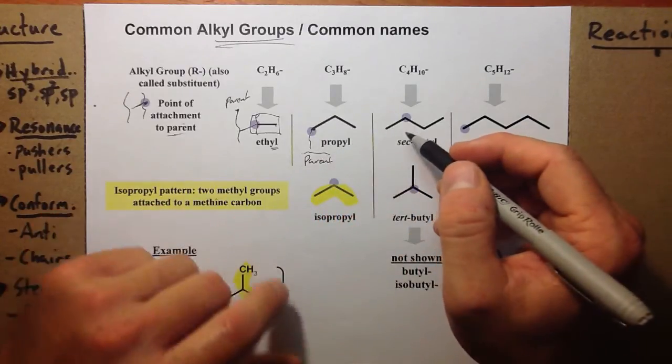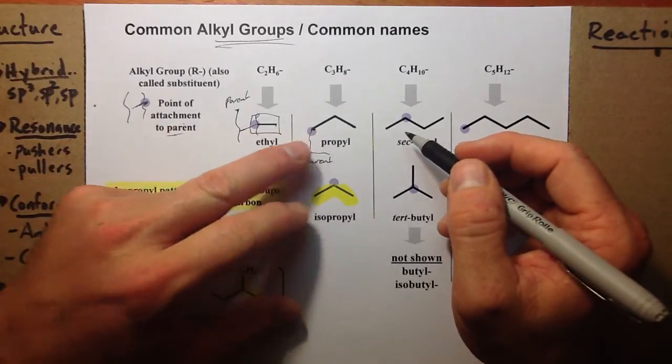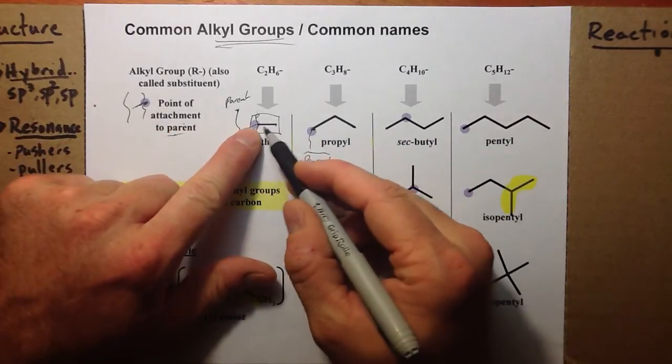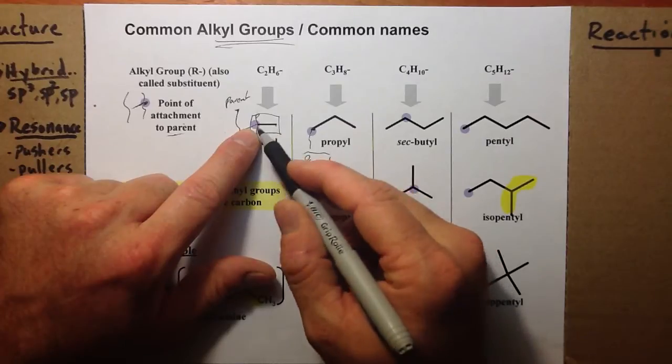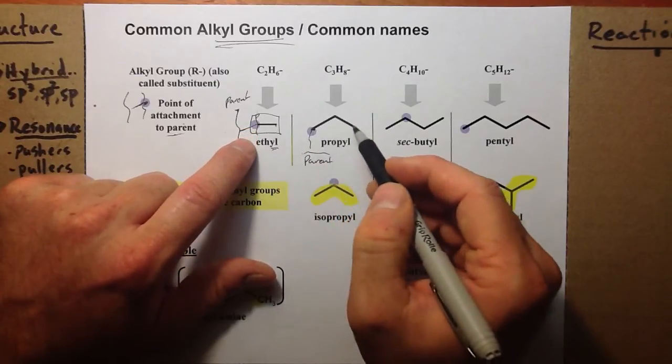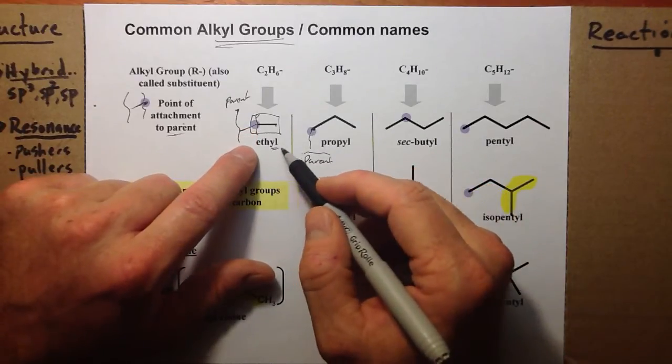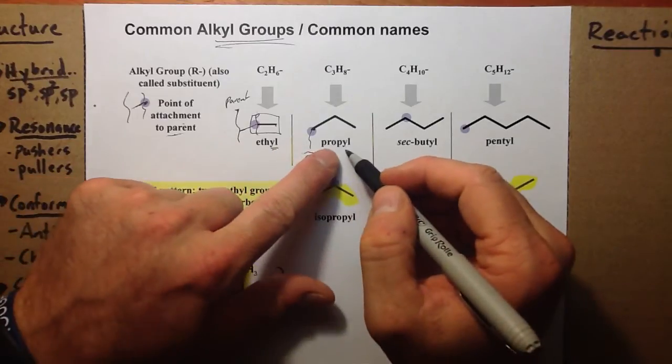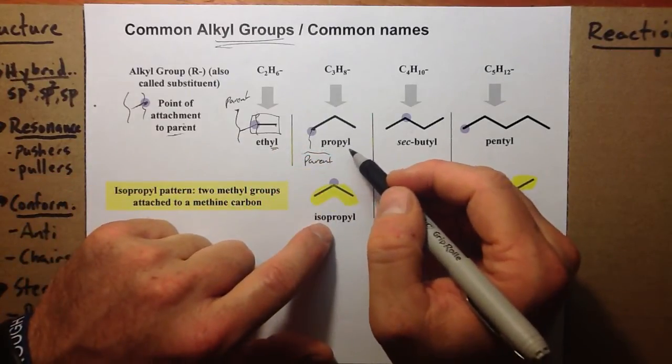And you can see the idea as far as ethyl to propyl, we've gone from 2 carbons in this group to 3 within this group. Ethyl from ethane and propyl from propane.